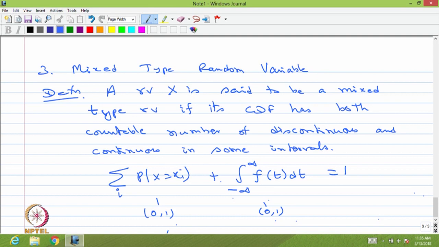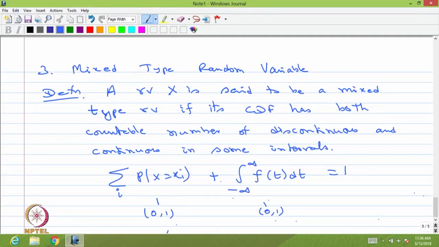That means the unit mass is distributed over the countable number of points in the real line as well as in some intervals. The whole unit mass is distributed both over a countable number of points, those are jump points and the values are jump values, and as density in some interval. Whereas for a discrete type random variable, the unit mass is distributed over a countable number of points. For a continuous type random variable, the unit mass is distributed over some intervals. Whereas for a mixed type random variable, it has both jumps as well as density in the interval.